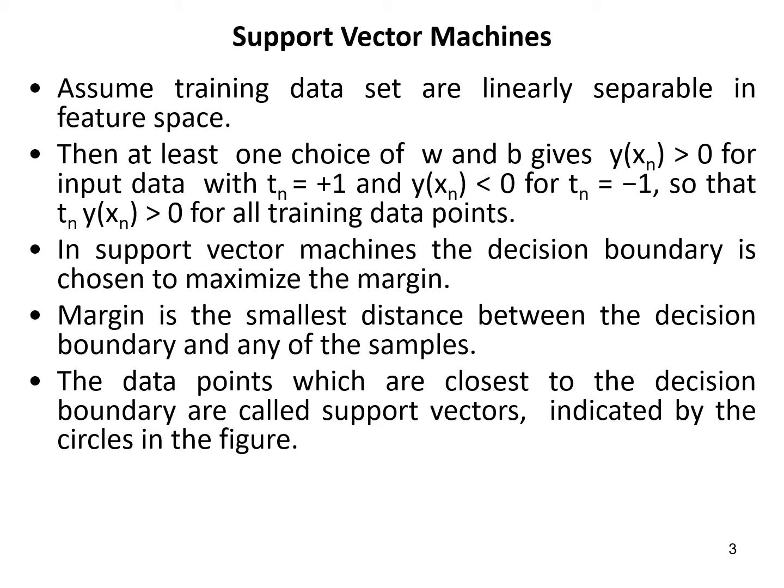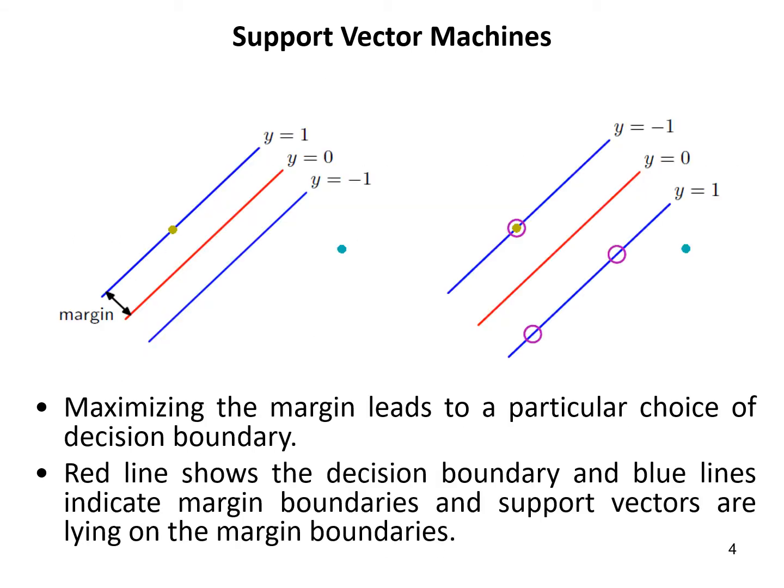In support vector machines, the decision boundary is chosen to maximize the margin. Margin is the smallest distance between the decision boundary and any of the data samples. The data points which are closest to the decision boundary are called support vectors and are indicated by the circles in the figure. Maximizing the margin leads to a particular choice of decision boundary. The red line shows the decision boundary and the blue lines indicate margin boundaries, and support vectors are lying on the margin boundaries.